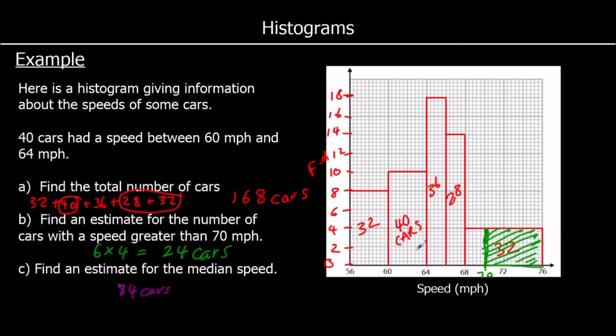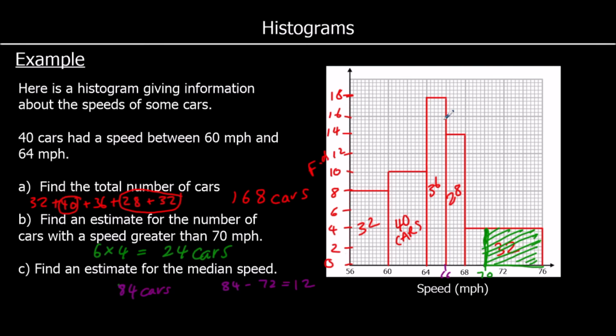So we can start on either side. So if we start from the bottom, we had 32 cars in the first box, 40 cars in the second box. That's up to 72. So we need 12 more cars. So 84 minus our first two boxes is 12. So we need to go 12 cars into our next group. And I can tell you that's going to be a third. So I could just say it's a third of the way through this group.